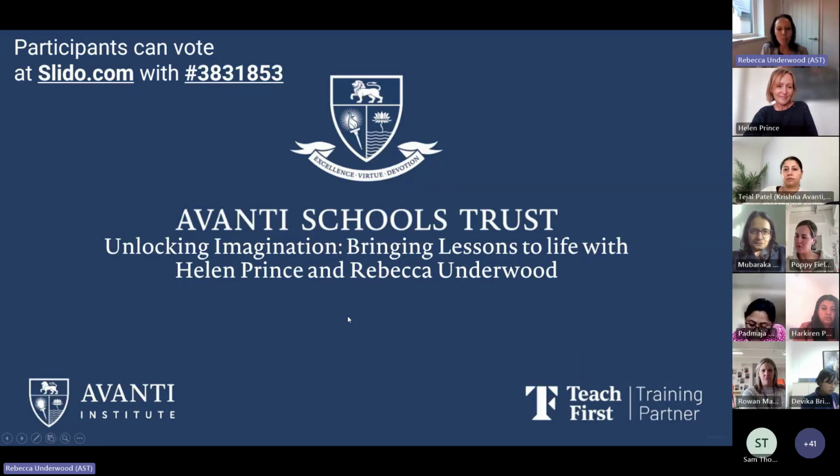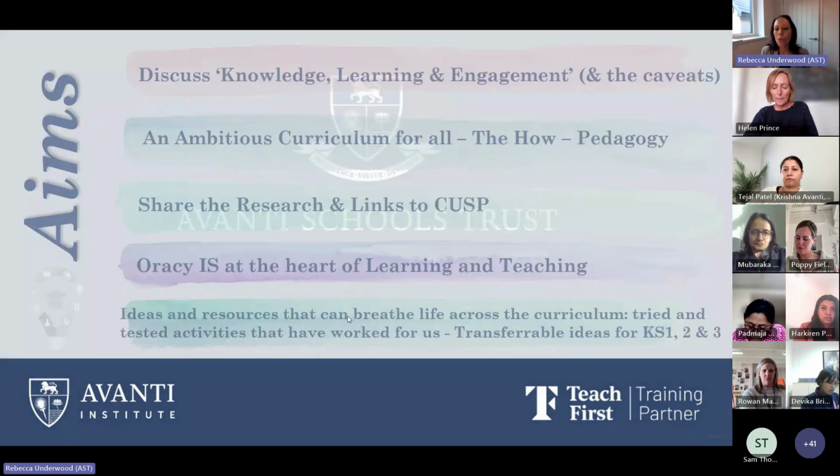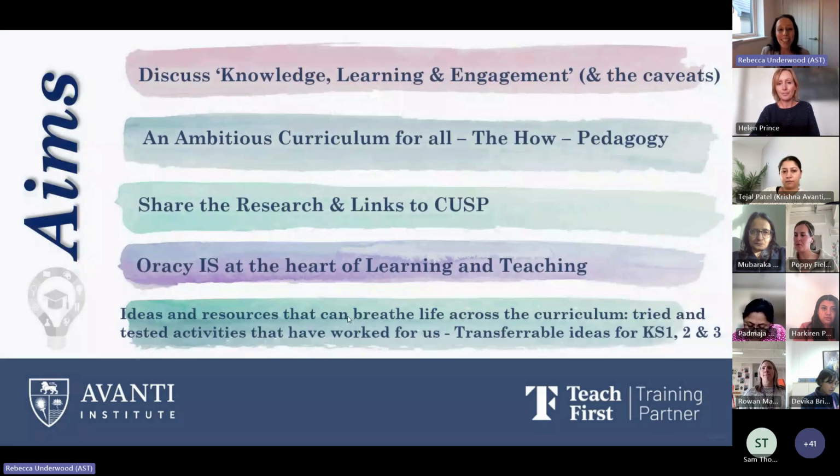So just some of the aims of this afternoon, building on the wonderful keynotes that we've had today: you are the best resource ever as a practitioner. So it's really vital that you get that passion and motivation across to your students, and I have no doubt that you do that already. So we're just going to share some ideas.